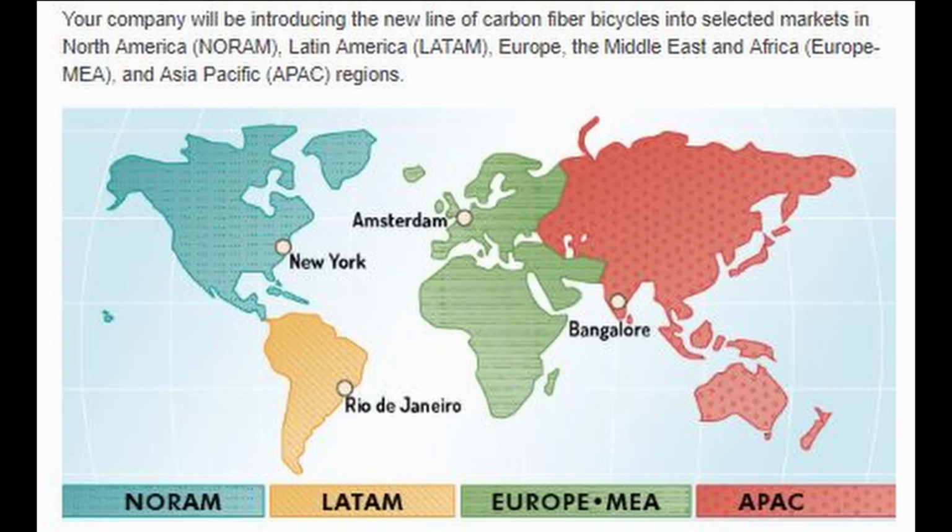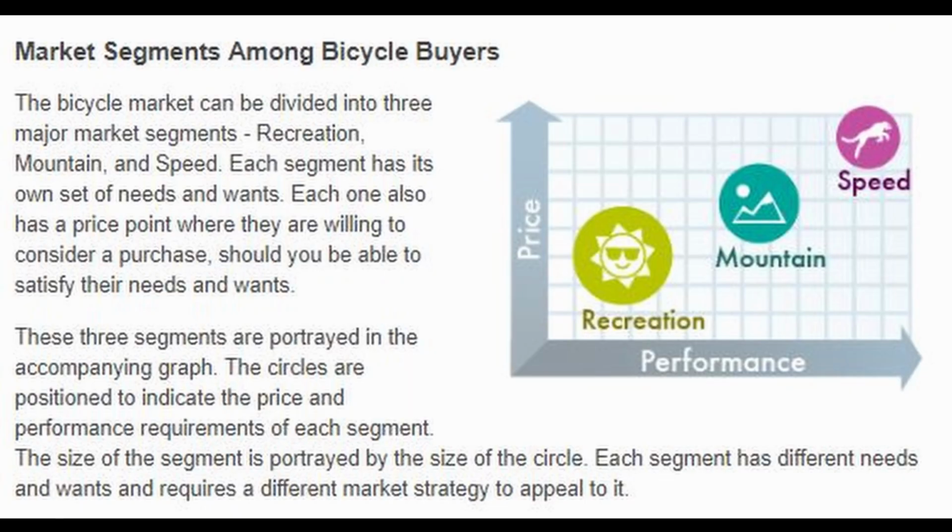You will start a new firm which will enter the carbon fiber bicycle business. The firm will be introducing a new line of bicycles into 4 international markets. Your goal is to build a profitable company. There are 3 market segments to serve in the bicycle market. Each segment has different needs and requires a different marketing strategy to appeal to it.